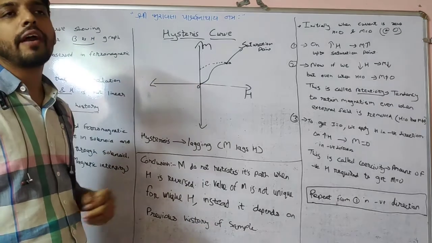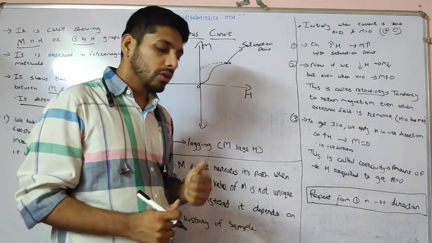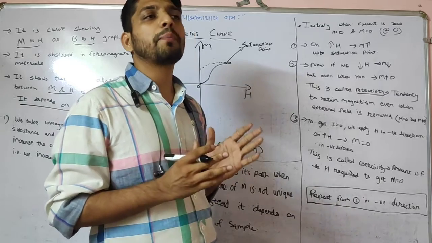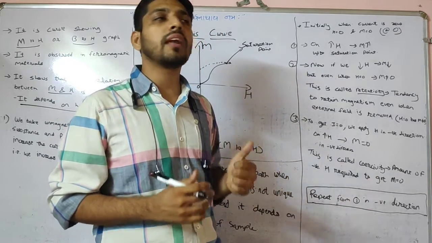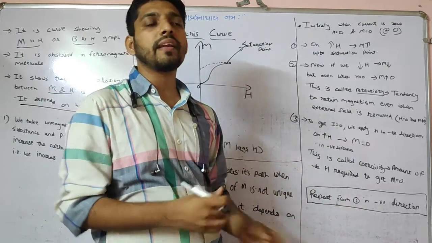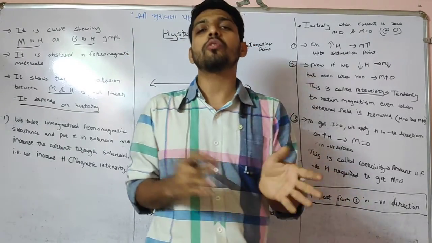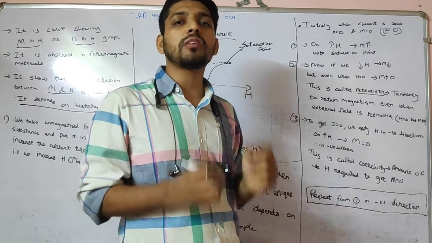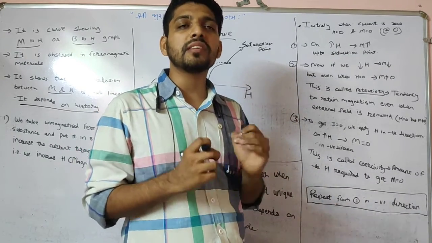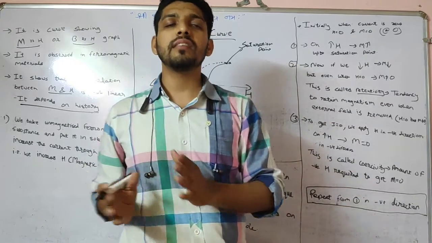That is, the value of M did not become 0. So what happened in this? Some dipoles were still aligning in the same direction. Some dipoles were still aligning in the direction of the magnetic field even though we have stopped the current or removed the external field, which means that a ferromagnetic material will possess some kind of magnetism inside it even though the external field is removed.